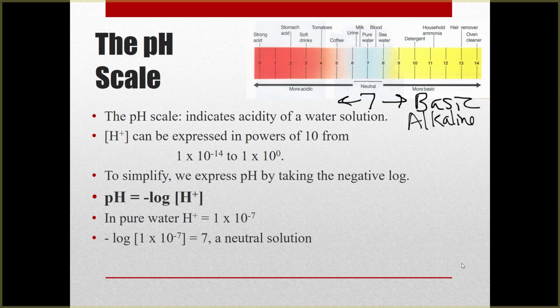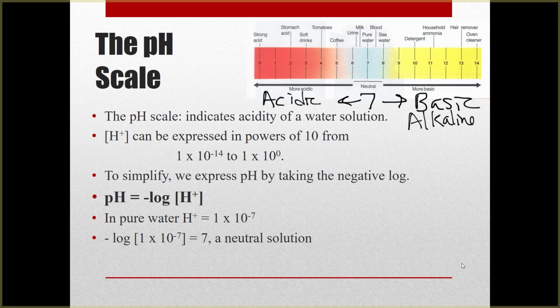Less than 7, this is acidic. And we see that milk is just a little tiny bit acidic. Coffee's acidic. Tomatoes, they are acidic. Soft drinks have phosphoric acid in them, so they are acidic. Stomach acid is hydrochloric acid, which is a strong acid. It's amazing that our stomach can make that strong acid.